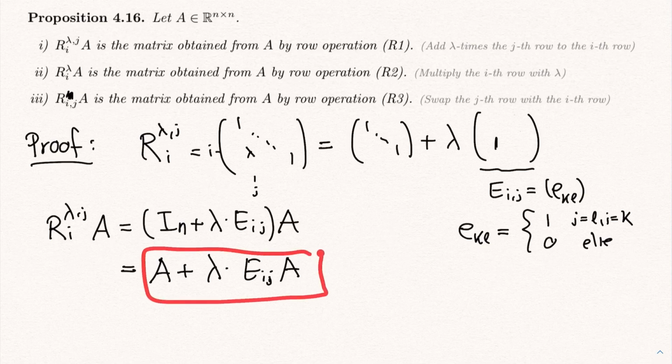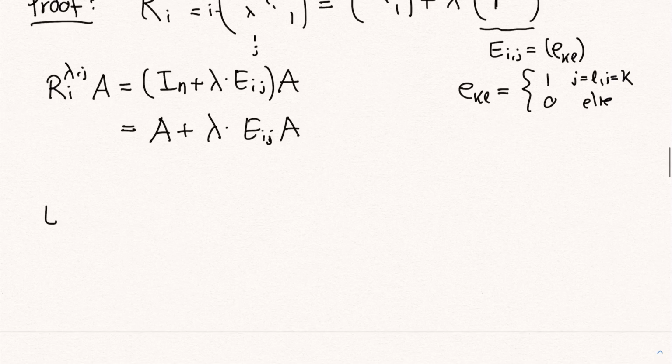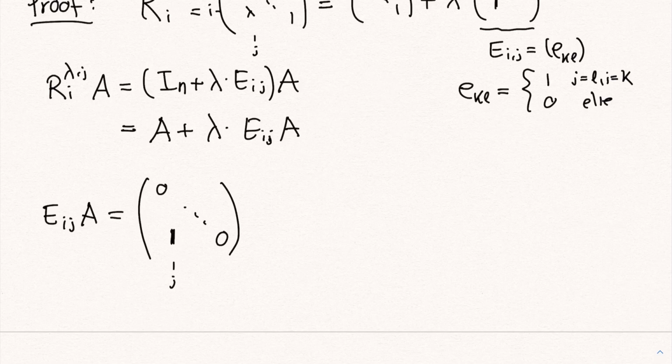Because then this identity would mean that I take A plus lambda times, and then at the ith row, I have the entries of the jth row of A. So let's see why this is the case. If we multiply this with A, this means we have this matrix with a 0 everywhere, except there's a 1 here at column j and row i.